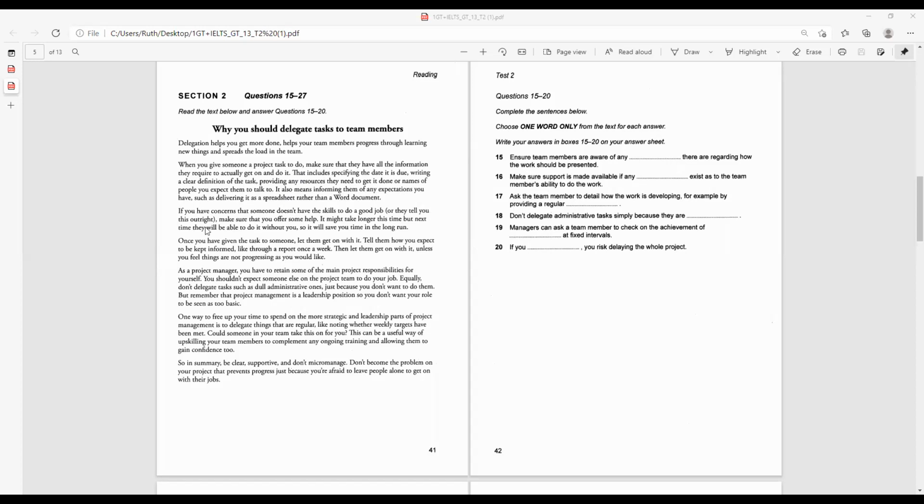So can anyone tell me, so here, right? This is where you located the answer. The third paragraph in the first line. Then ask the team member to detail how the work is developing, for example, by providing a regular. The answer is report, R-E-P-O-R-T. Any doubts so far? So for question number 18, the answer is dull. And for question number 19, the answer is targets.